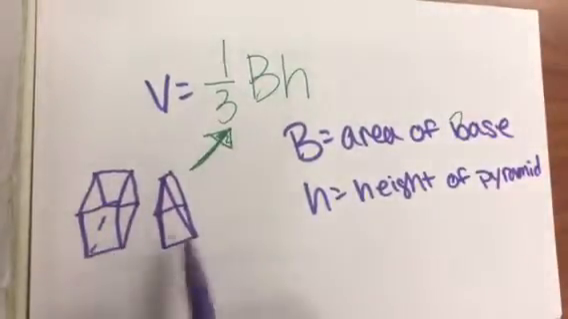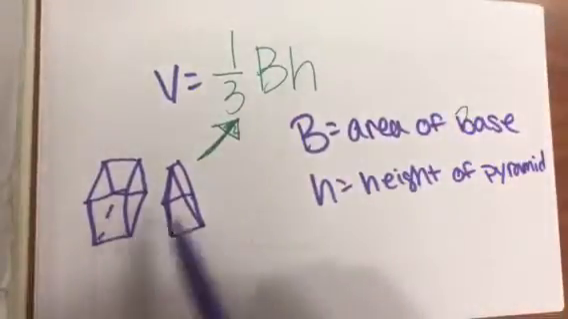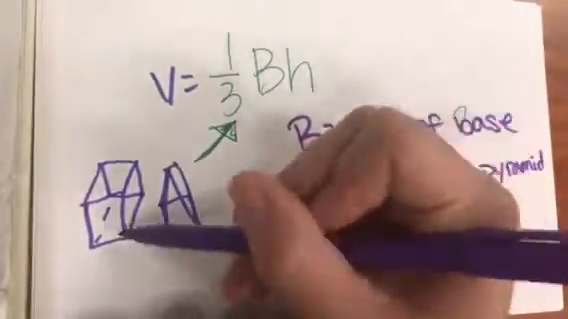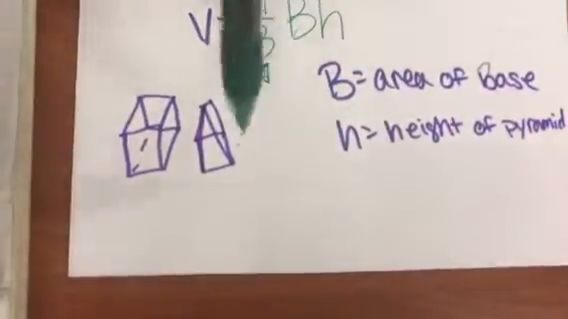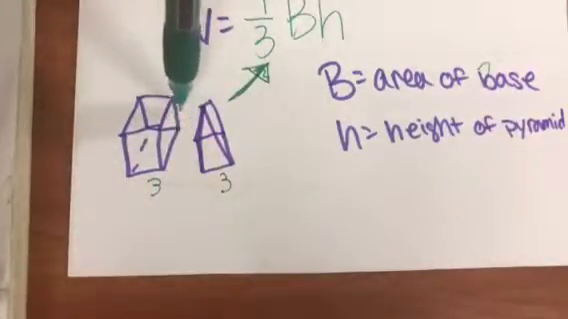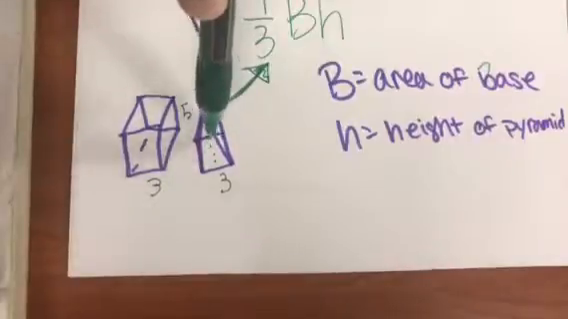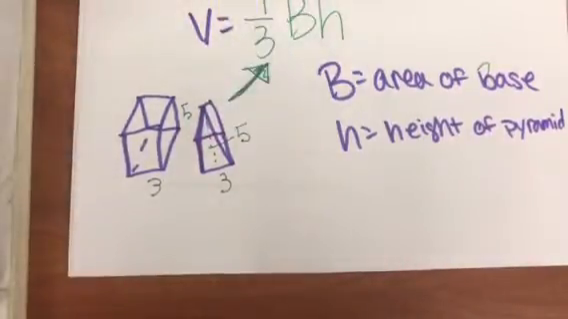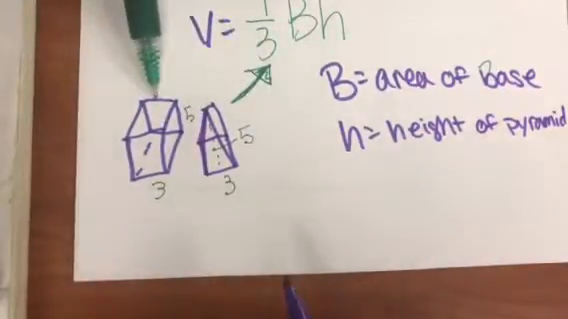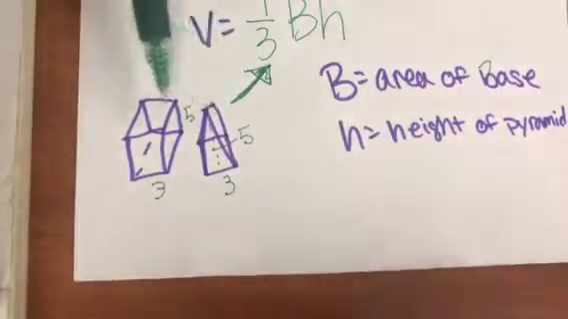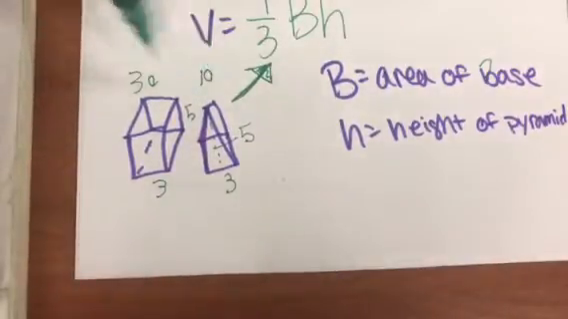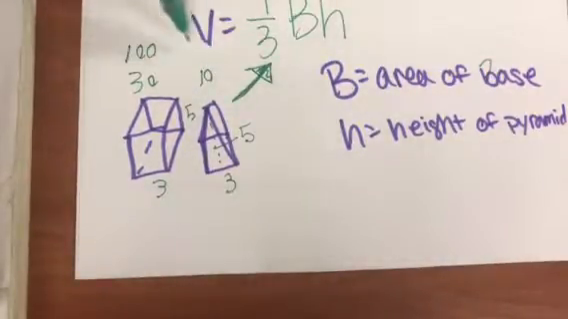Let's suppose this is actually a pyramid, a rectangular pyramid, and these two rectangles are the same. Is this smaller than that? It is. Let's put dimensions in there so they see. If they both have a base of 3 and a height of 5, then this volume is going to be smaller than this, but how much smaller? It's going to be 1/3 of this. So if this volume was 30, what is this volume going to be? 10. If this volume was 100, what is this one going to be?